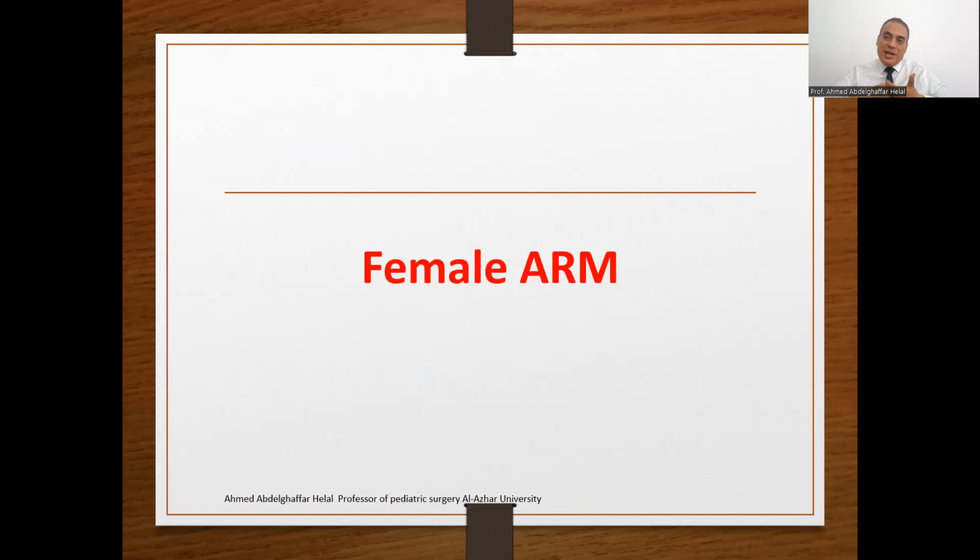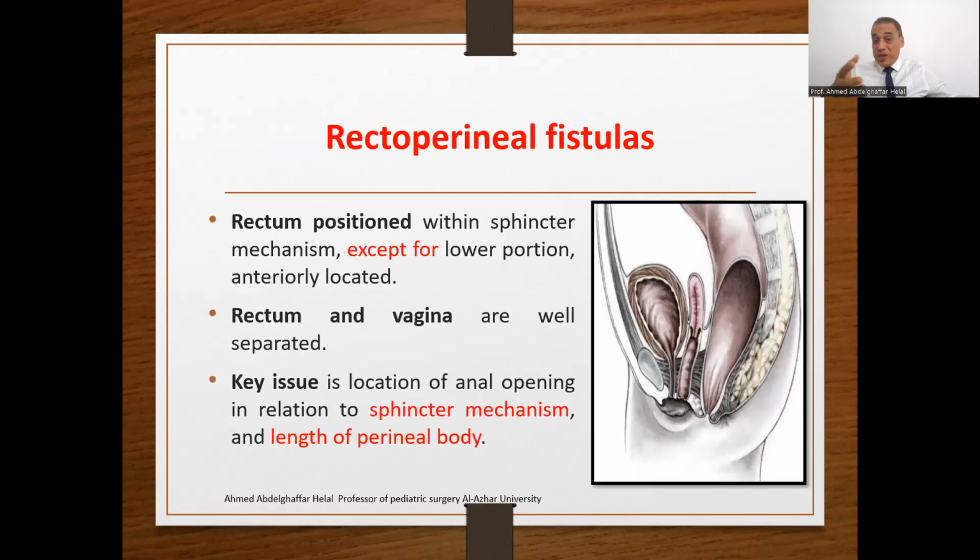of management. Now we will shift to the other side, which is female anorectal malformation. Female anorectal malformations may be rectoperineal fistula, may be rectovestibular fistula, and may be cloacal malformations or a spectrum of cloacal anomalies.